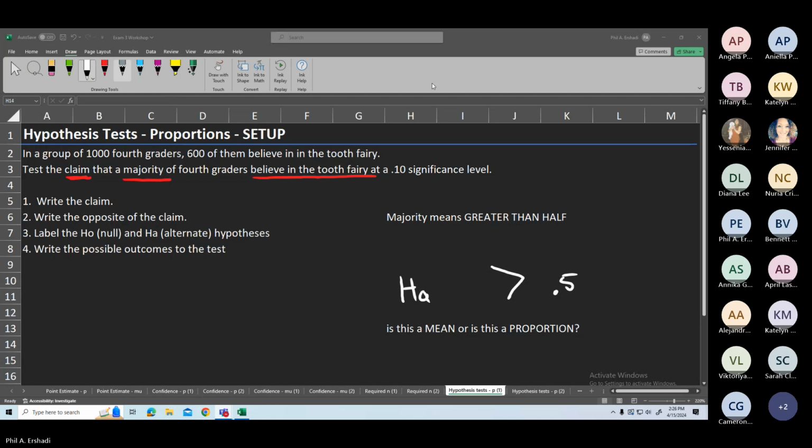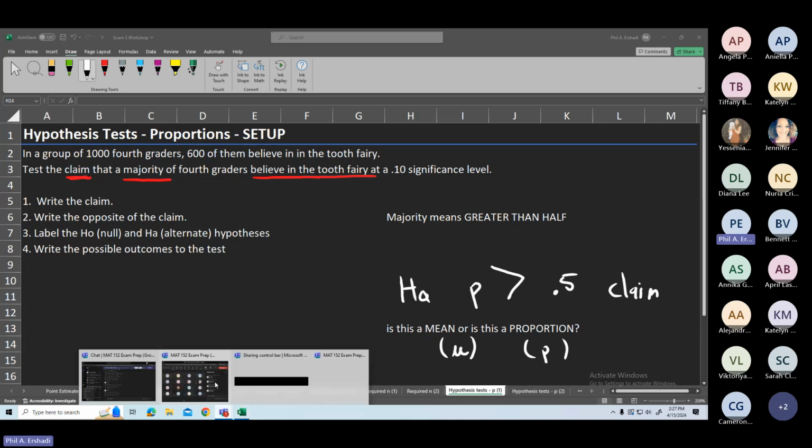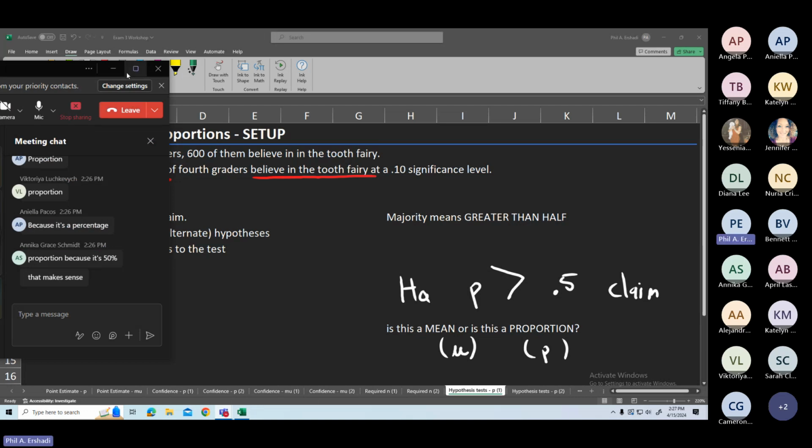Proportions, yes. So I want you to remember, when you're doing the notation properly, whenever you're answering anything about proportion, you're using a lowercase p in the claim. So you must write lowercase p greater than 0.5. If it was mean, you would use the Greek letter mu. We are going to write that this is the claim. All right, that being said, yep, because it's a percentage, anytime we're talking percentage.